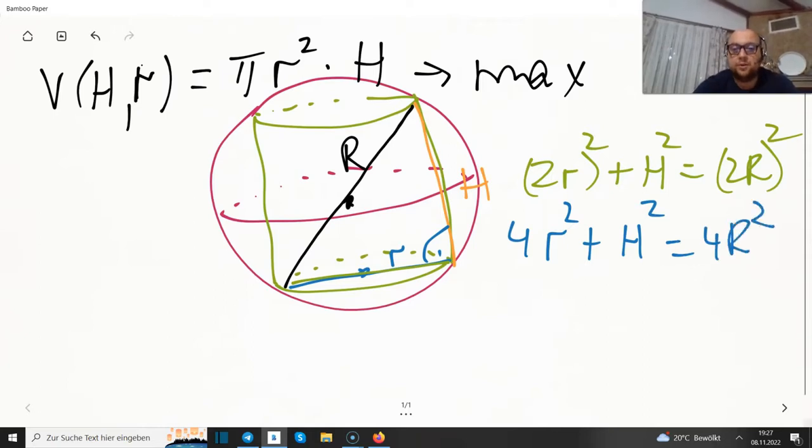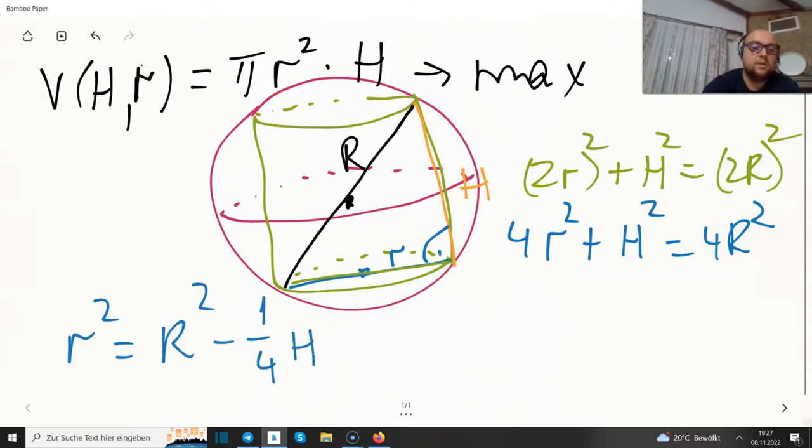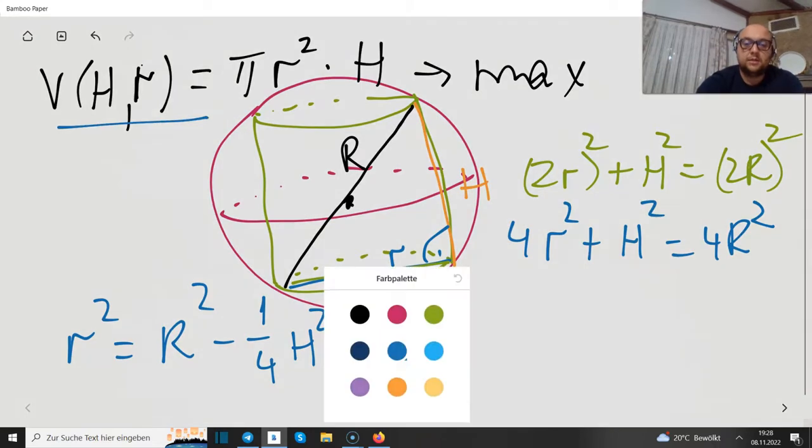And if we would like to solve it for r squared, I'll bring h squared to the right hand side and I'll divide it by 4. So r squared equals capital R squared minus a quarter of h squared. Hope I didn't make any mistakes. Now, the capital R is the given radius of the sphere. We have to know that, so this is a constant value.